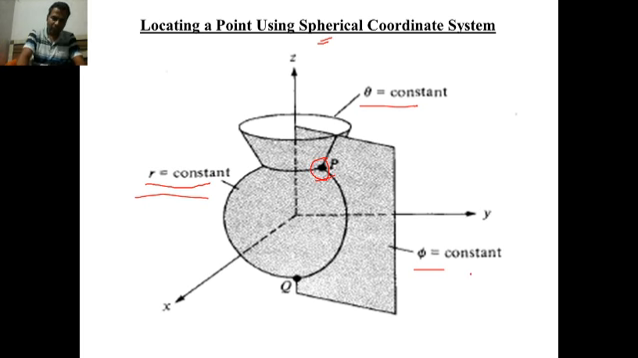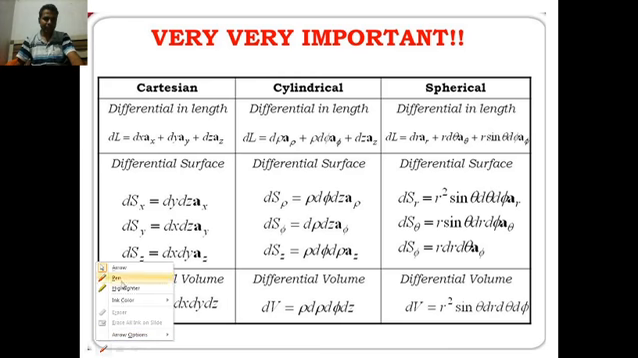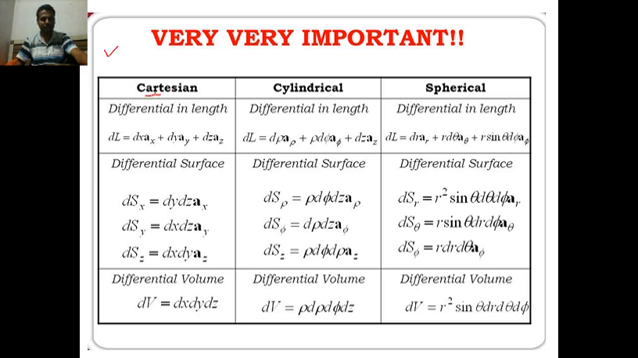Okay, so what you have to remember in this three coordinate system: three unit vectors. What are the three unit vectors of Cartesian system? Ax cap, ay cap, az cap. What are the three unit vectors of cylindrical coordinate system? Ar cap, a phi cap, and az cap. In spherical coordinate system, ar cap, a theta cap, and a phi cap.